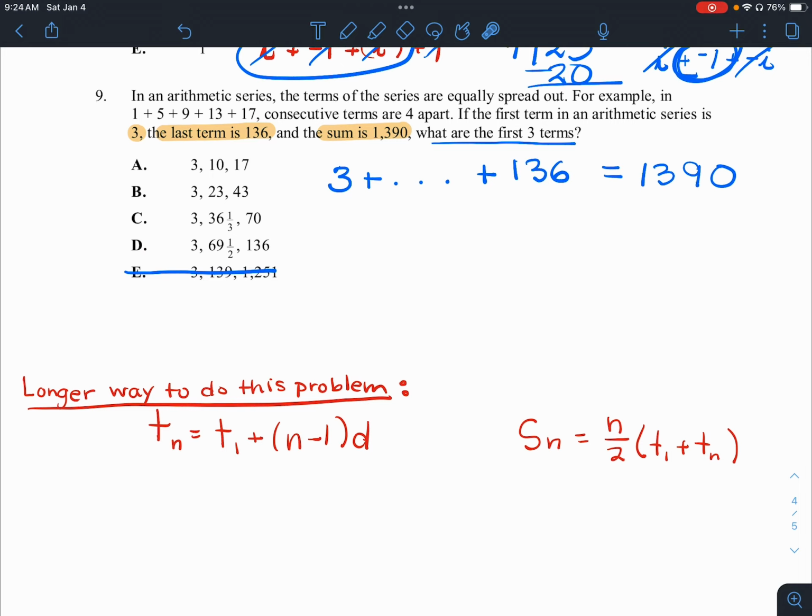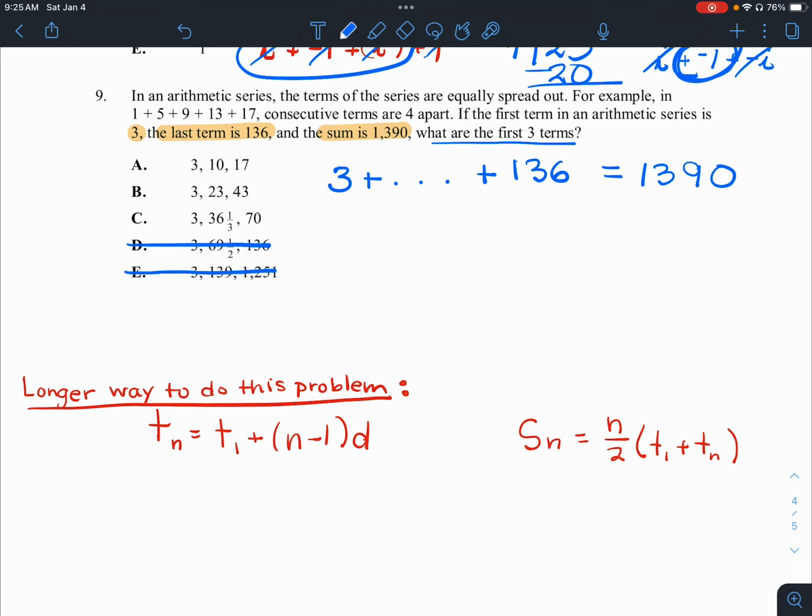But if letter D is the answer, then these 3 terms here alone should all sum up to be 1,390, and they certainly don't. So there's no way that it's letter D. Now, I'm going to give you a quick shortcut on the calculator, and then I can show you a little longer way of algebraically doing this problem.